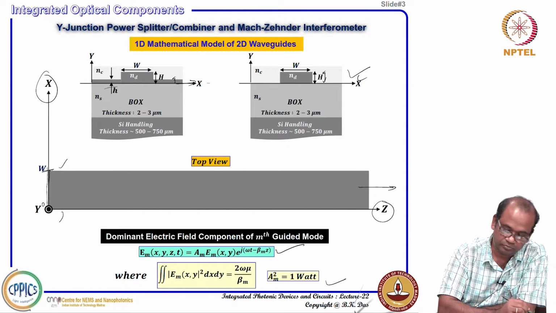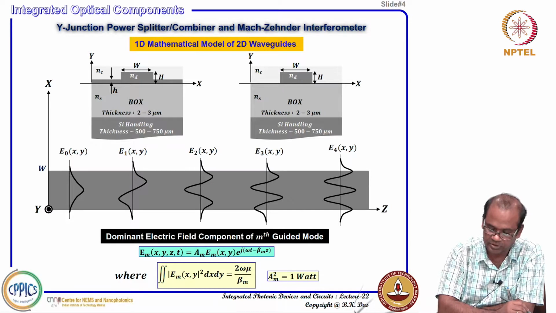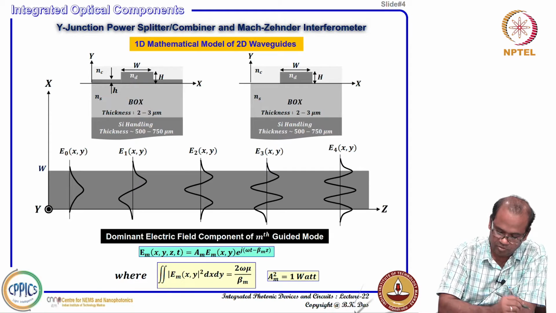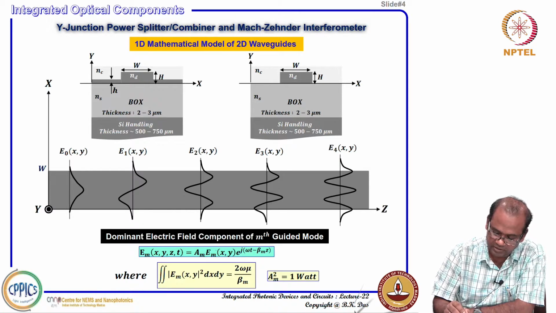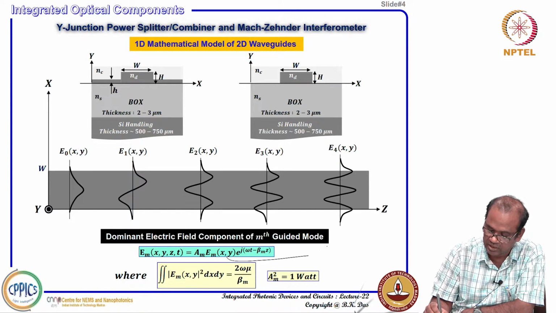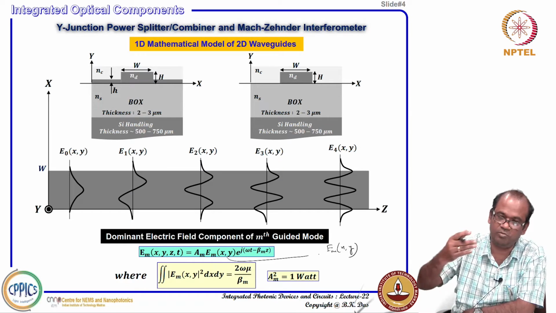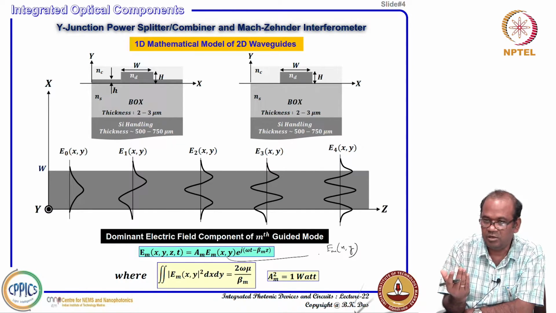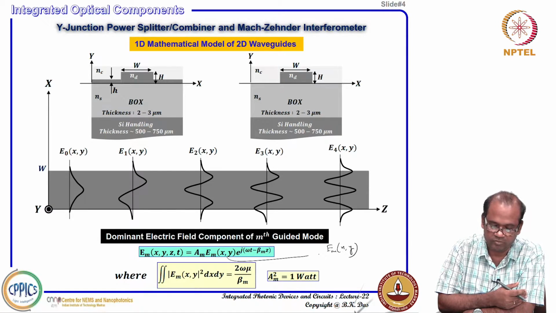Then if I just try to see that there are multiple modes. For example, if I write this, the mode field distribution E m x y, this is the mode field distribution of the mth mode. So that will actually be the x y field profile you will be able to see, you can evaluate that, and we have discussed that earlier also when we solved the full vectorial equation for waveguide modes.